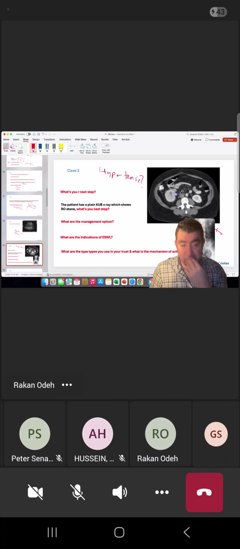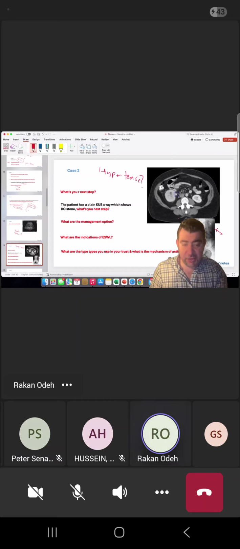This is a plain X-ray. Okay. This plain X-ray abdomen pelvis is showing a radiopaque shadow in the left renal region, and it looks like a radiopaque stone, comparing it to the bone density. So is it on the left side, or is it on the correct side? On the left side, yes.